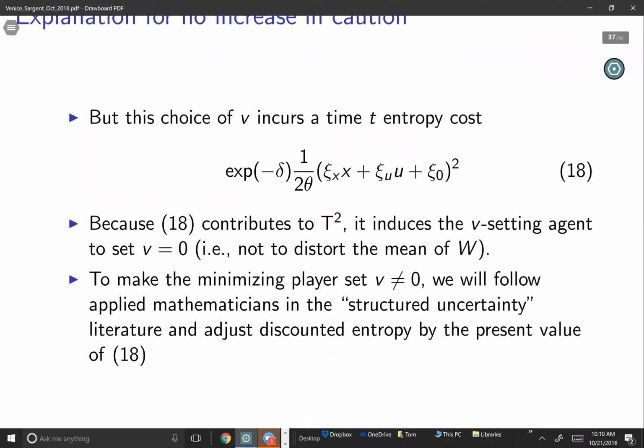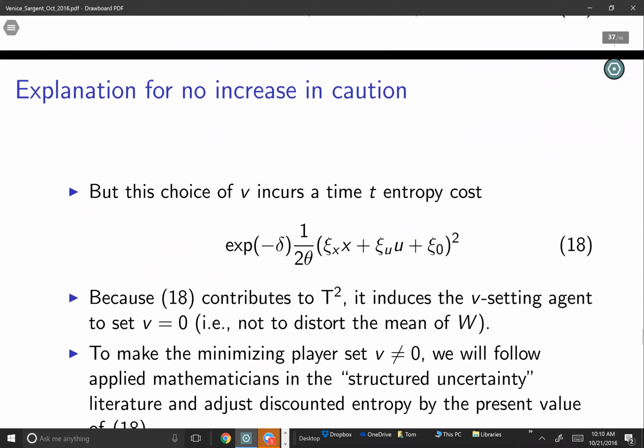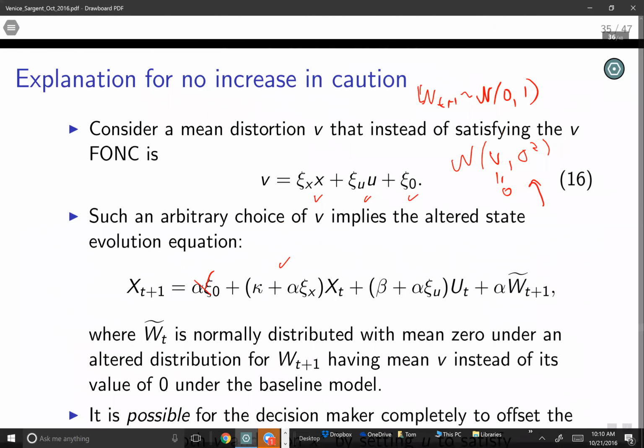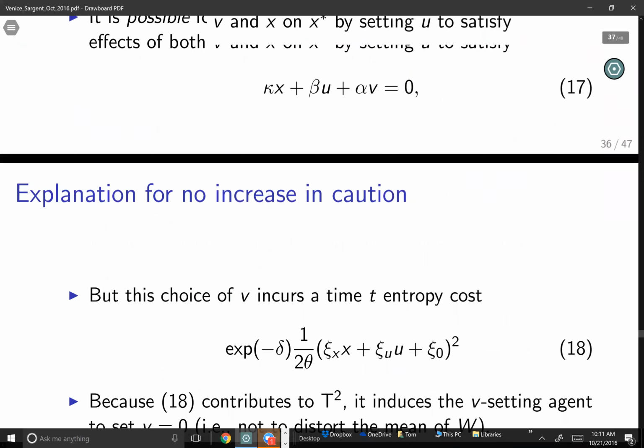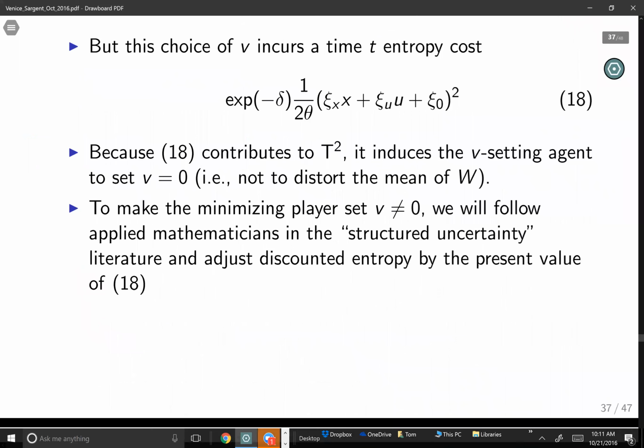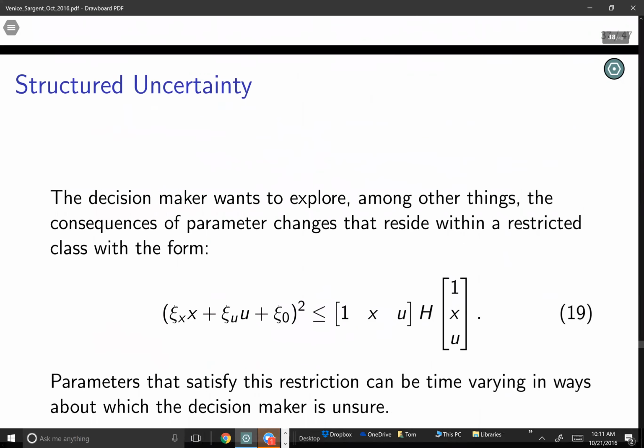So this kind of situation has affected what people in the control theory literature do, because they actually want situations in which the decision maker says, I want a rule that's robust not only to this minimizing choice in this particular structure, but I want it to be robust to this too. So what they do, and I'm going to conclude here, is something called structured uncertainty. And they change the entropy penalty.